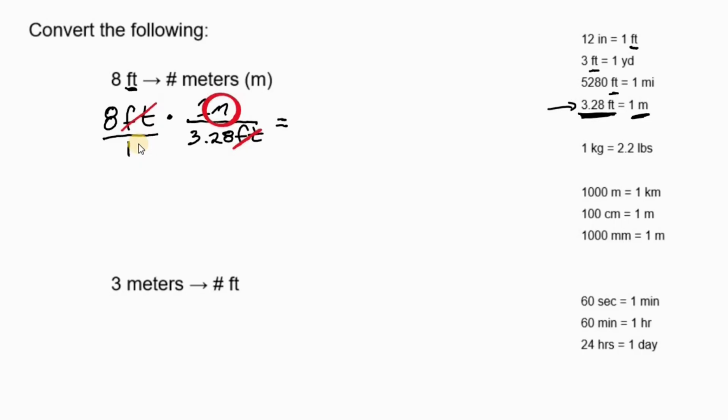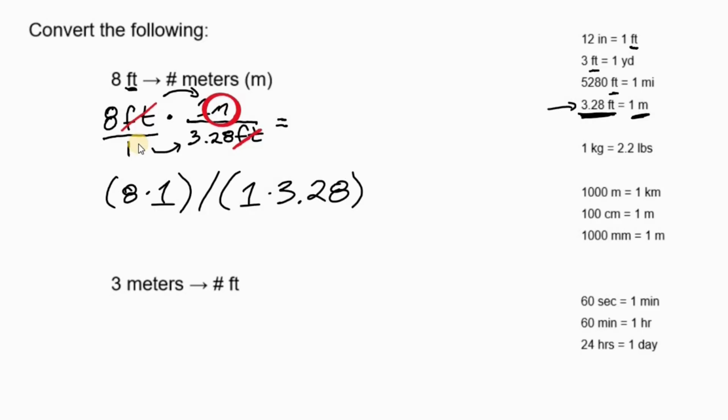We're just trying to convert this into meters. So if I was to plug this into the calculator, the way that you would actually go about doing this is, once again, you're going to be multiplying the numerators, divided by multiplying the denominators. So we have 8 times 1, divided by, open parenthesis, 1 times 3.28. And when you plug this in the calculator, what you get is 2.44, and the units that we have here are our meters.